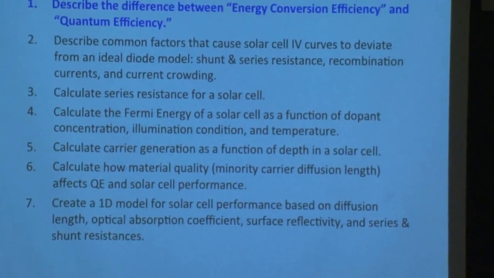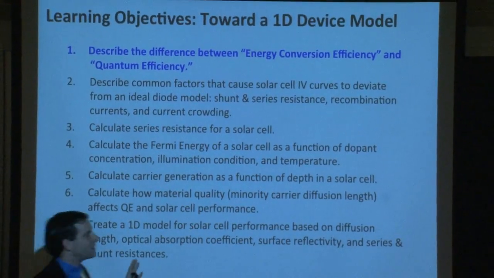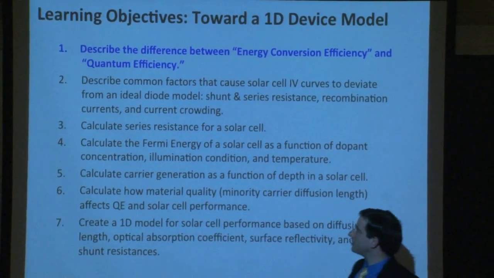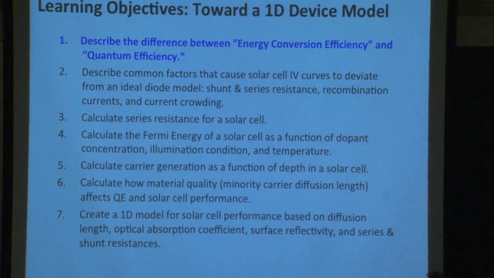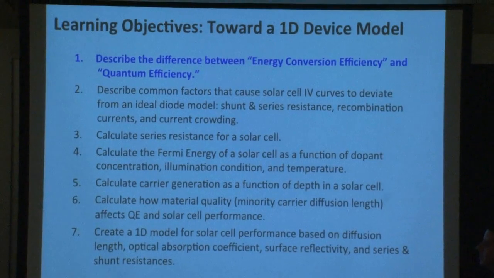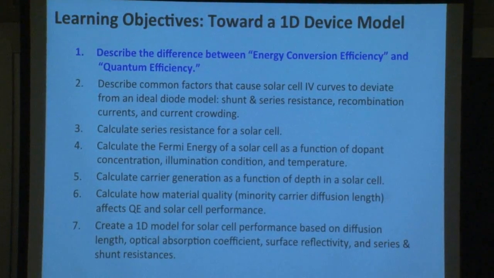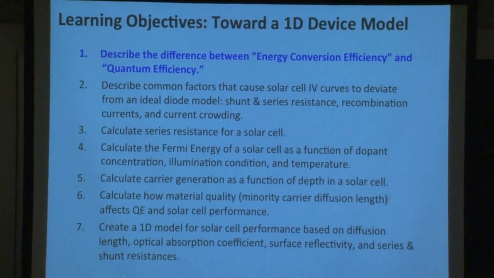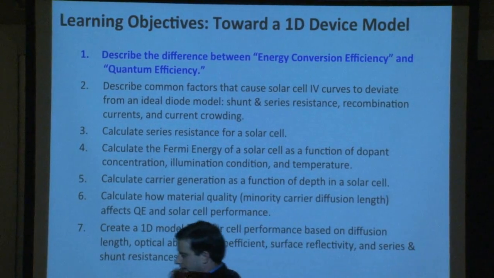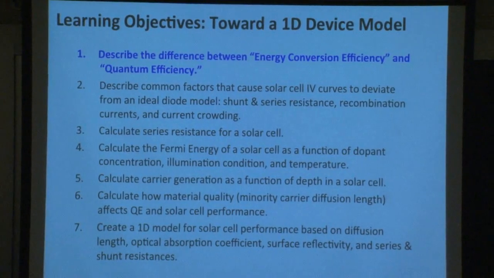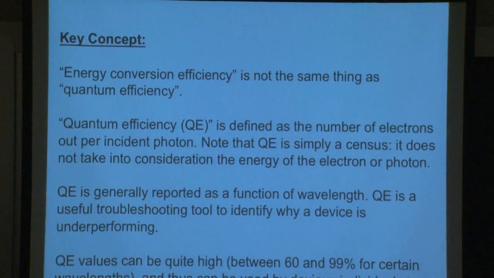Toward a 1D device model, we want to be able to create a one-dimensional model that describes how a solar cell operates. So we want to capture all of the necessary physics from the materials and the device to describe the IV characteristics of a solar cell. So what we'll do at the very beginning is start with a little bit of nomenclature so that we understand what we're talking about in terms of energy conversion efficiency and quantum efficiency. And then we'll start describing the different parameters that affect energy conversion efficiency and quantum efficiency here.